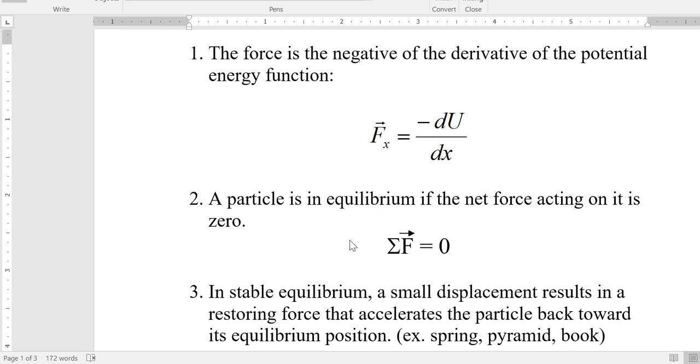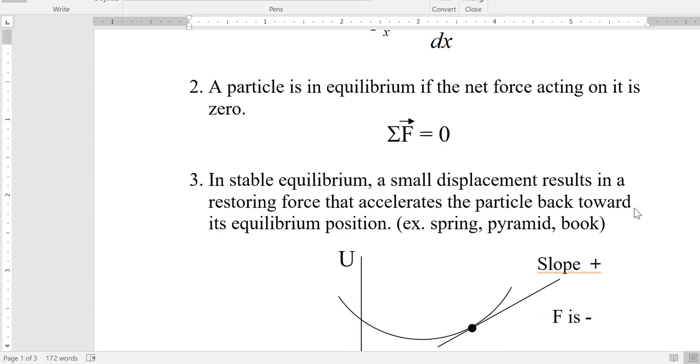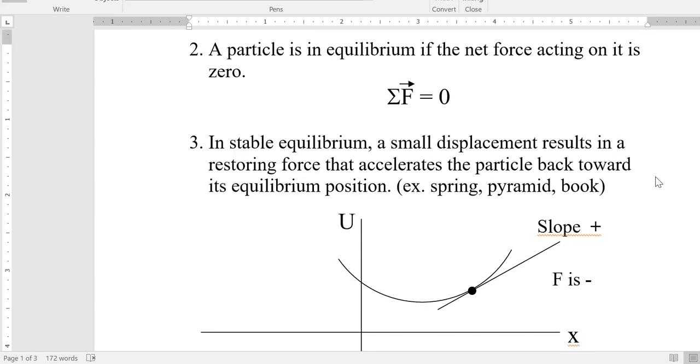Now, we're going to relate this to equilibrium. If a particle is in equilibrium, the net force acting on it is zero. Most of you are very familiar with this. Now we're going to relate this to potential energy, though. It turns out there are different kinds of equilibrium. The first kind is called stable equilibrium. What that means is a small displacement results in a restoring force that accelerates the particle back toward its equilibrium position. So what does that mean?